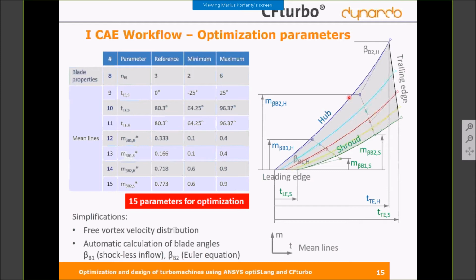of the Bezier splines. As I mentioned before, the pump is designed using the free vortex design method, and this implies that in each design the blade angles at the trailing and at the leading edge are calculated automatically. Consequently, the blade angles are not part of the optimization parameters.